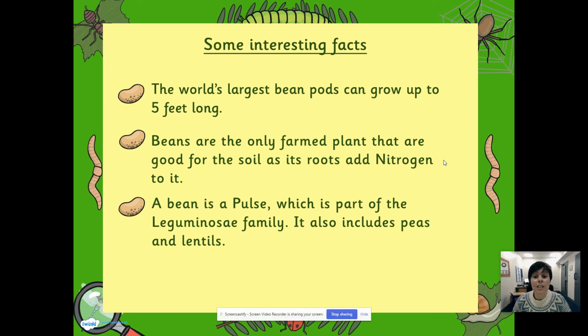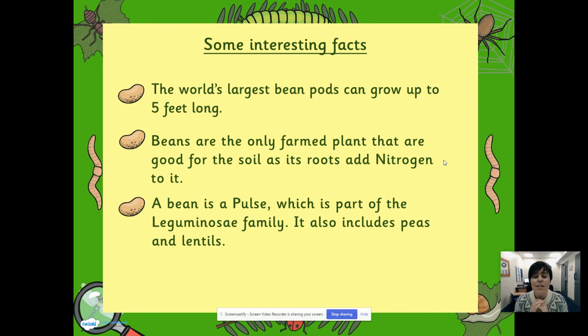The world's largest bean pods can grow up to 5 feet long. That's nearly as tall as Mrs. Arthur. Beans are the only farmed plant that are good for the soil. So they're really good for the soil as its roots add nitrogen to it. Wow, that's interesting, isn't it? A bean is a pulse. Now, some of you have been using pulses last week in all of your seed collage work, haven't you? A bean is a pulse, which is part of the leguminosae family. It also includes peas and lentils.